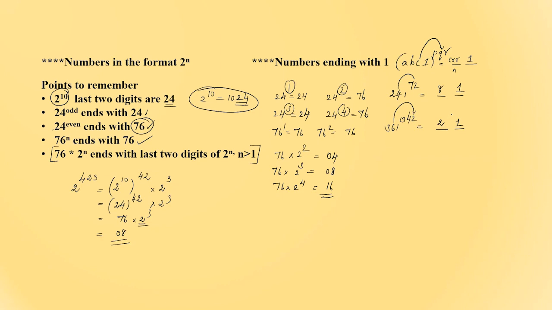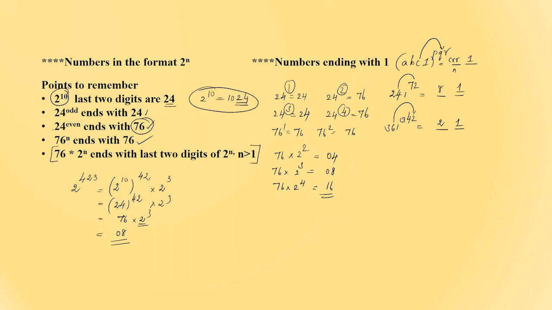So 2 is going to be in the tens place here, so 21. This way, any number that ends with a 1 can also be solved. So far we have looked at 4 things. One is any number ending with a 0: it always ends with 00 when raised to a power greater than 1. Second thing was any number that ends with a 5.